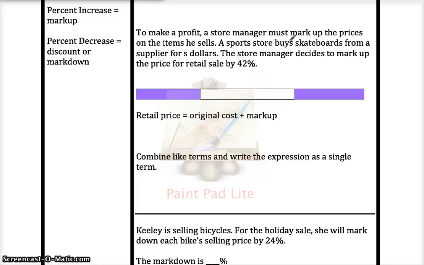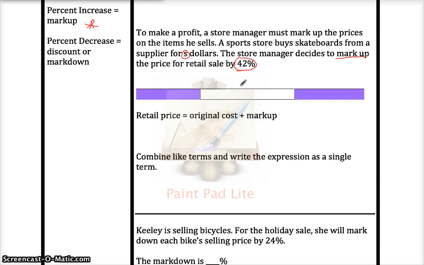And then it says a sports store buys skateboards from a supplier for S dollars. And they're just using S as a variable. So don't let that confuse you. This is just your variable. And the store manager decides to mark up the price for retail sale by 42%. Retail sale is the price that the customers pay. So it's going to mark it up, which markup is a percent increase, and they're marking it up by 42%. Okay, so those are the important pieces that we need to know from this word problem.